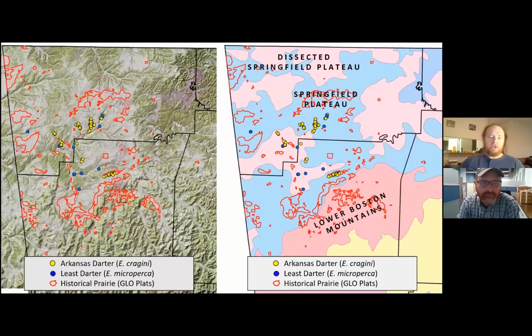This map, again, shows this area of mapped tallgrass prairie that historically was in northwest Arkansas, along with that white portion on the map, which is savanna and open woodland. So you can see that plotted against all known occurrences of Arkansas and least darter in the state, and that there's a pretty tight correlation. That is where these species were historically. And in fact, if you look at some of those prairies, they're pretty tightly correlated with some of these populations of darters. So we're going to focus on one in particular.